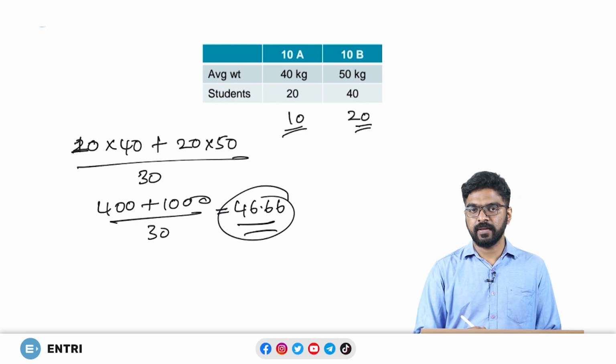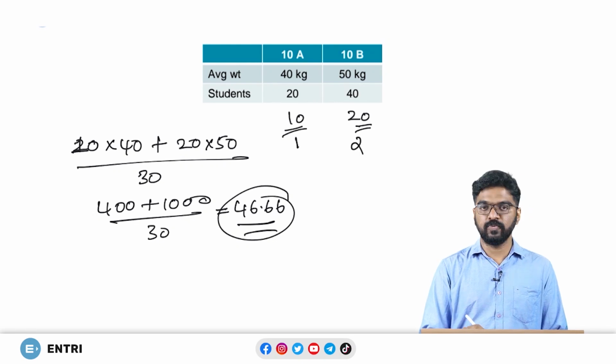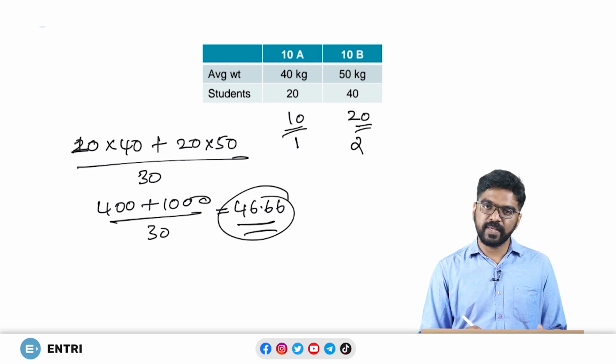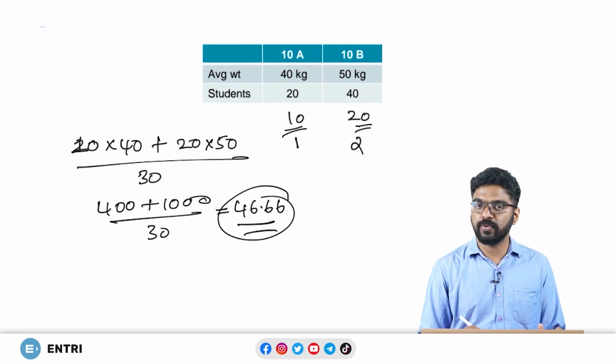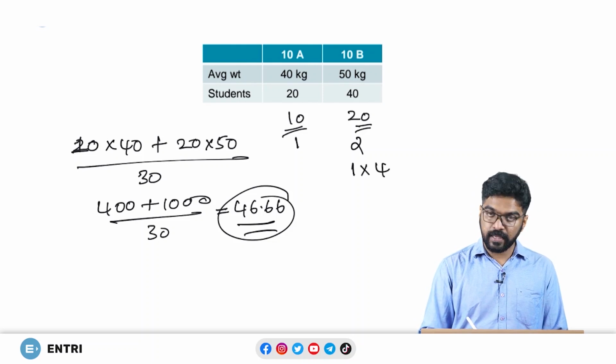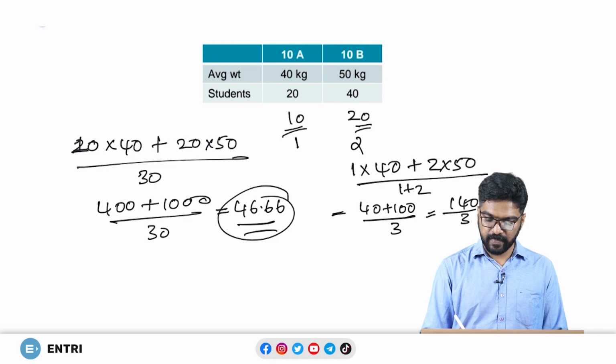Why is this happening? Let us try with another example. What if this value is 1 and this value is 2? There is one student in 10A and two students in 10B. What will be the average weight if both the classrooms are combined together? Just like here, what we have is 1 into 40 plus 2 into 50 divided by 1 plus 2. So my answer will be nothing but 40 plus 100 by 3, which will be same as 140 by 3.